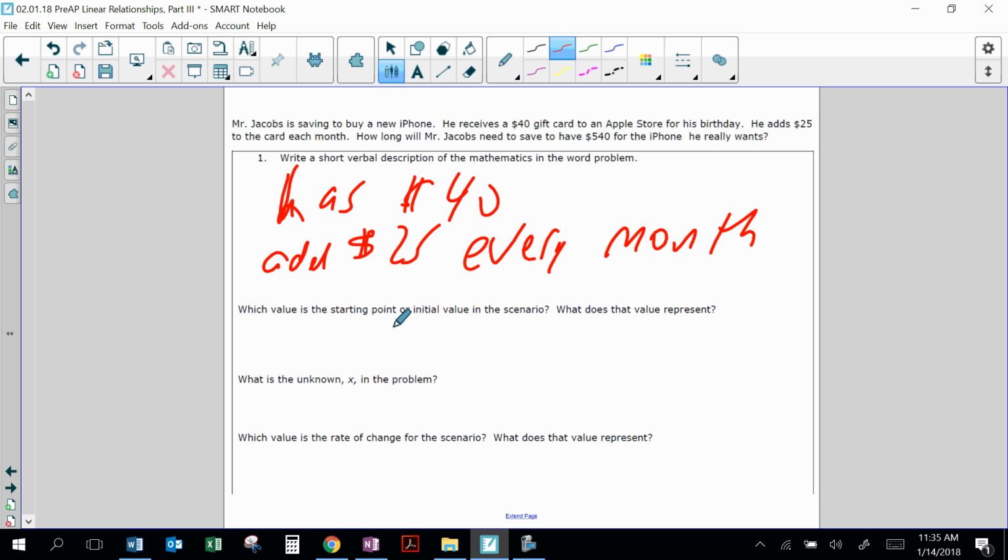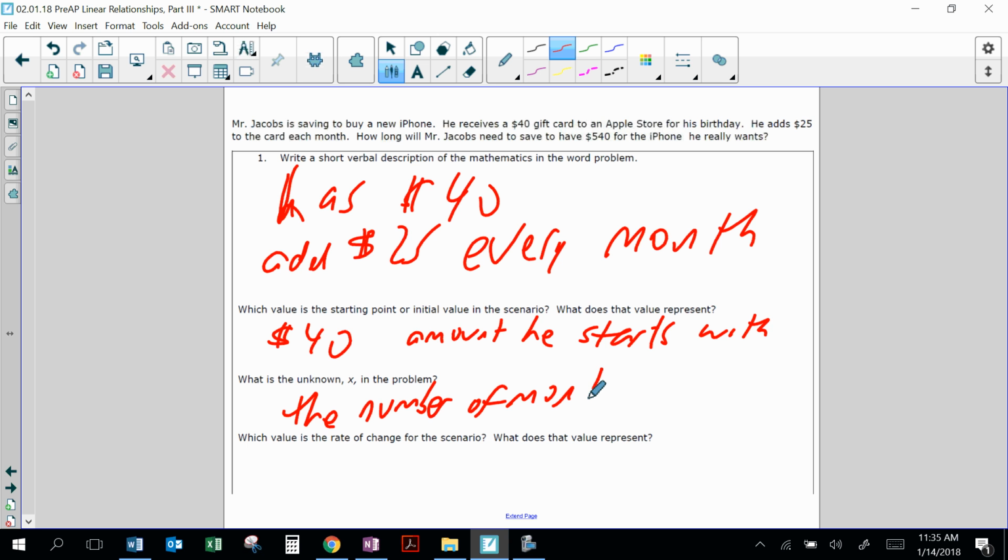So which value is the starting point or initial value in the scenario? Well, it must be $40. What does that value represent? Well, the 40 represents the amount he starts with. This is the amount he has initially. Before he starts saving, he will always have this $40. It's not going away. What is the unknown? X. Well, we don't know how long. We don't know the number of months it will take him to save.